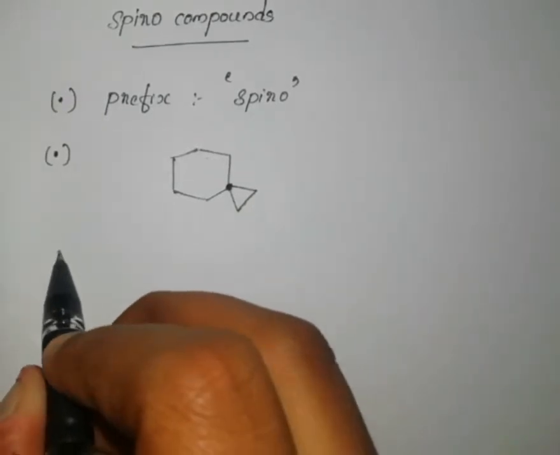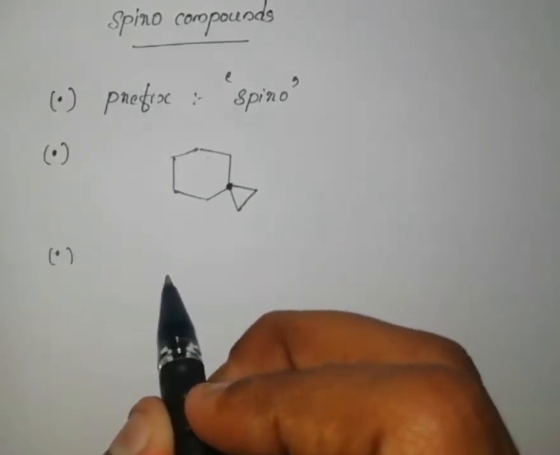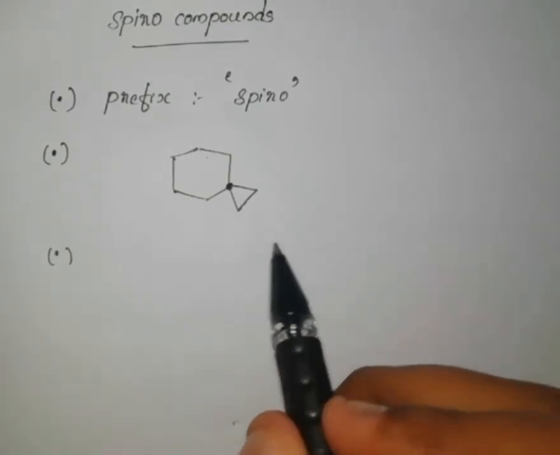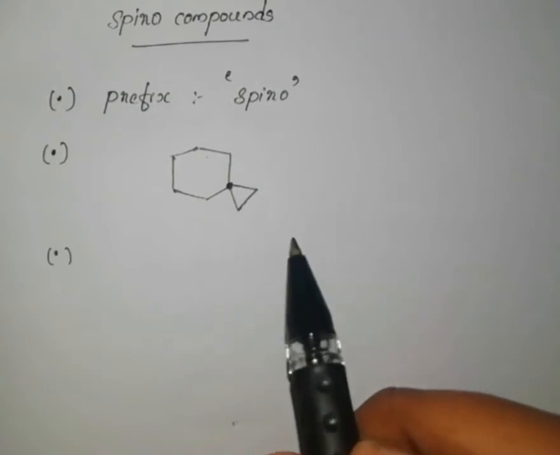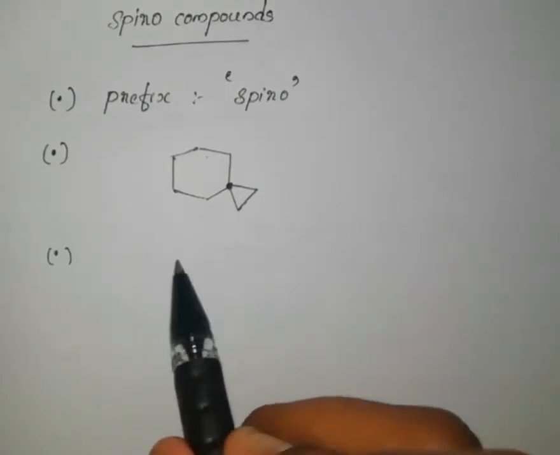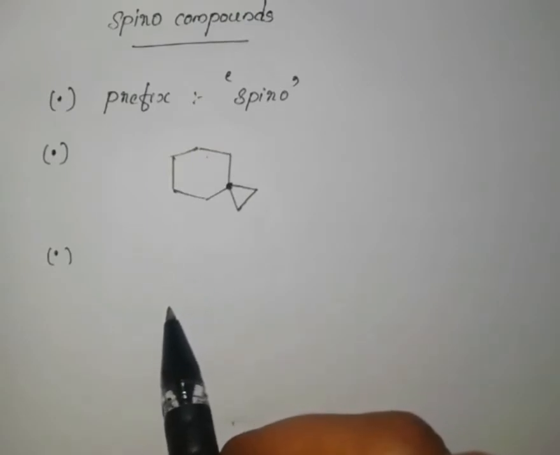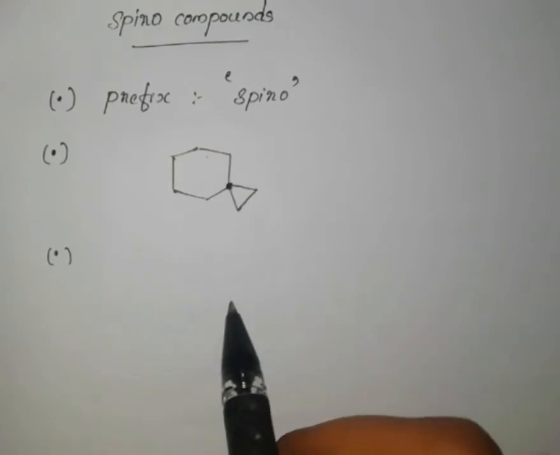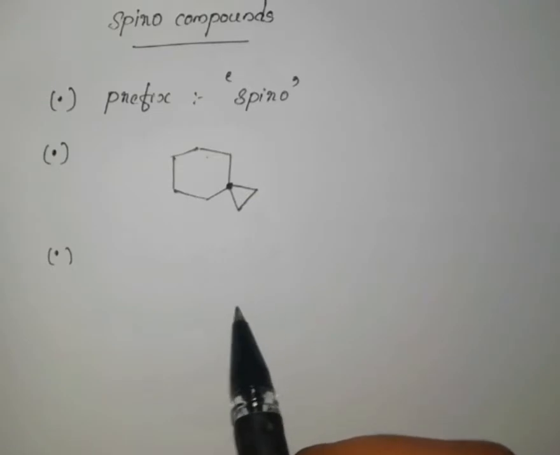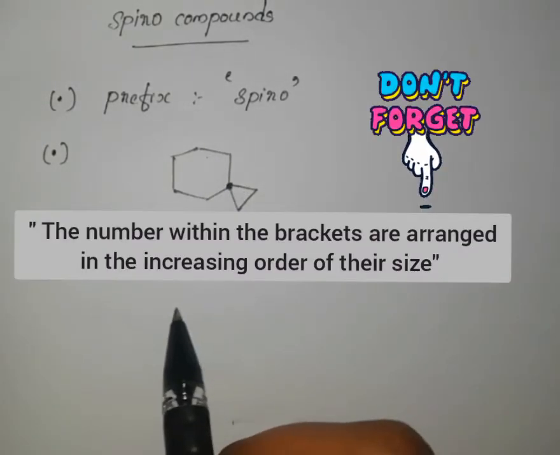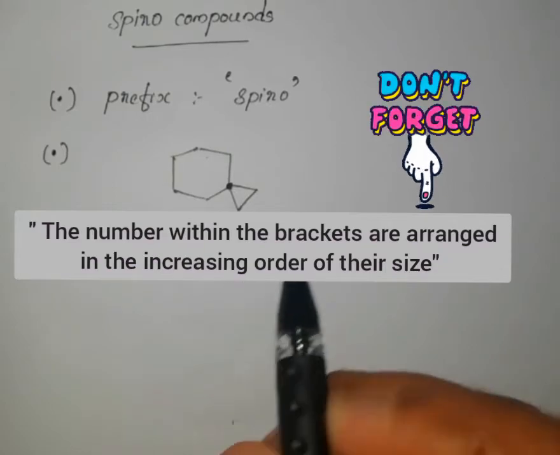And the third point we have to keep in mind is that the numbers within the brackets are arranged in the increasing order of their size. That is also quite different from that of bicycloalkanes. There the numbers are arranged in the decreasing order of their size. But in the case of Spiro compounds, the numbers are arranged in the brackets in the increasing order of their size.